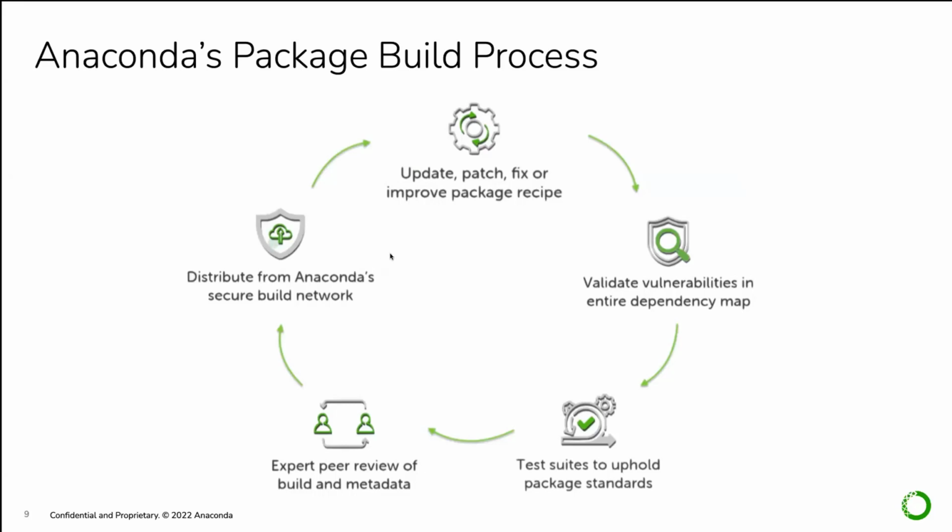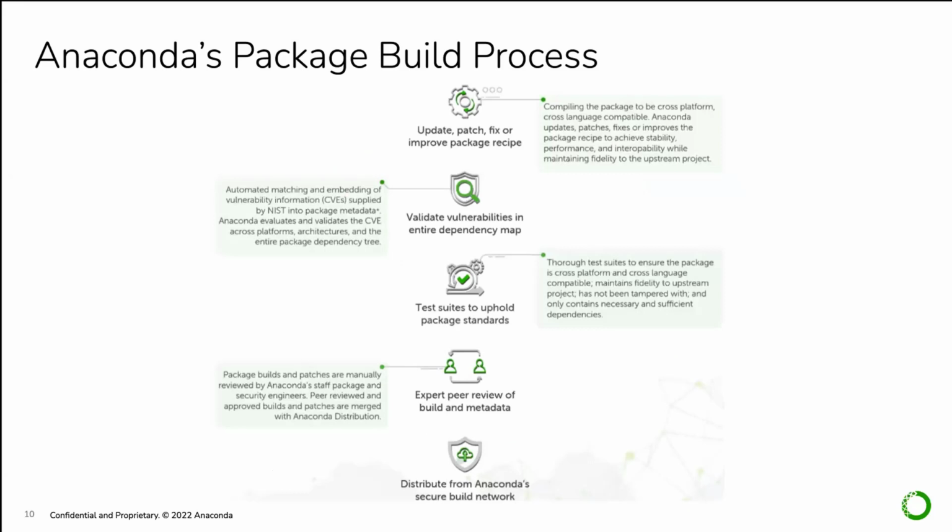And this is a second look that breaks it out a little bit more so you can see each step. Essentially, going from the top where we're making sure that the packages are compiled to be cross-platform, cross-language compatible, down through vulnerability data that we attach, which can be used in our security tooling for enterprises. And then we also do a lot of testing to make sure that cross-platform, cross-language compatibility is intact, and we have fidelity to the upstream project. All the way through making sure that we manually review the packages and that it's ready to go for distribution.